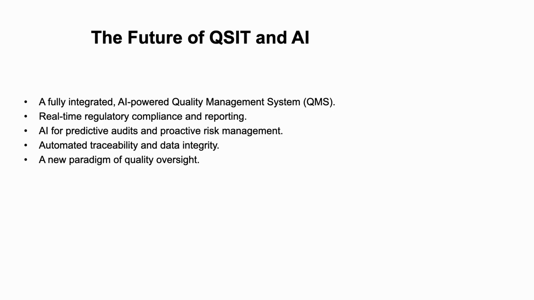This QMS will provide real-time regulatory compliance and reporting, with AI systems automatically generating the required documentation and flagging potential issues for human review. AI will enable predictive audits, where companies and regulators can use data to anticipate problems and take proactive measures before they lead to product recall or a regulatory warning. Automated traceability and data integrity will be ensured by AI and other technologies like blockchain, providing a single source of truth for all quality-related data.